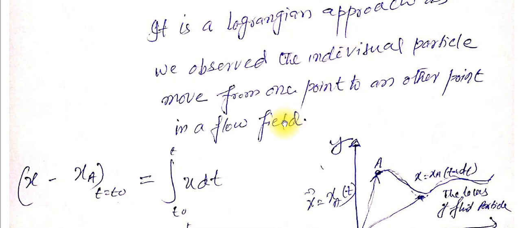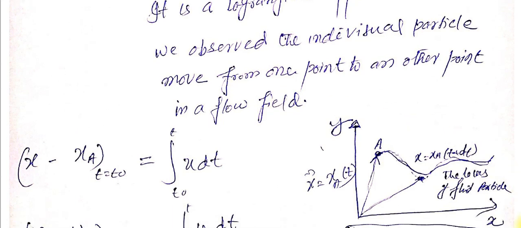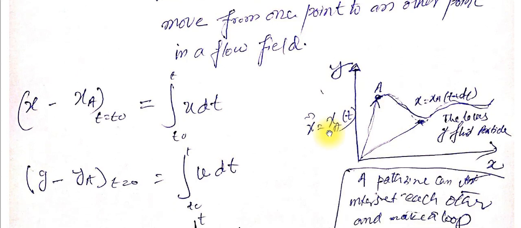And it is already said that it shows the individual particle, considering the individual particle. So this is the Lagrangian approach. Look at this one. At some time t, the particle was at position A, but after some time, t plus dt, it reached this position. Look at this position, and maybe after some more time, it will reach this position.